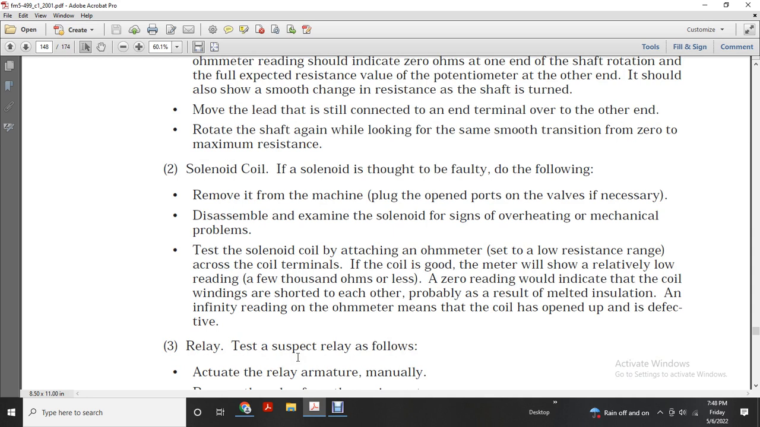2. Solenoid coil. If the solenoid is thought to be faulty, remove it from the machine, plug the open port to the valve. If necessary, disassemble and examine the solenoid for signs of overheating and mechanical problems. Test the solenoid coil by attaching an ohmmeter, set to a low resistance range. Check across the coil terminals.